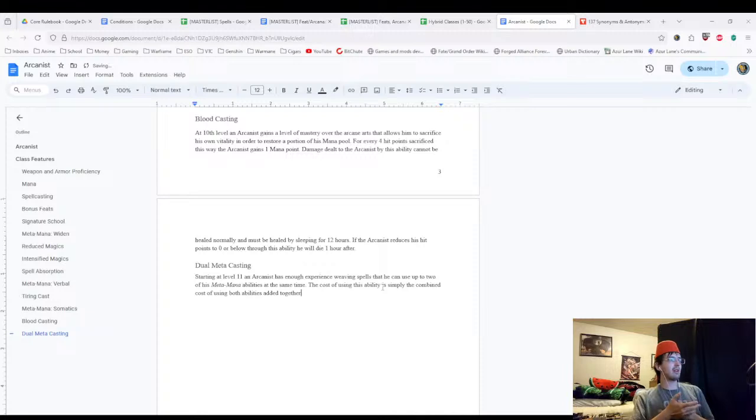See, so the cost of using this ability is simply the 2 abilities that you're using at the same time, together, just added together. There's no extra cost. It's the cost of using both abilities together, and the mana cost. This is just an action economy thing, basically, of using both abilities added together.